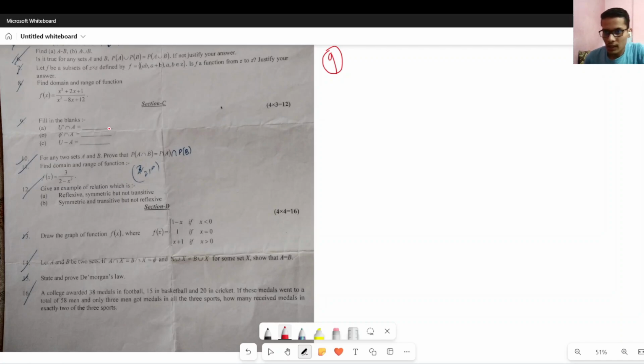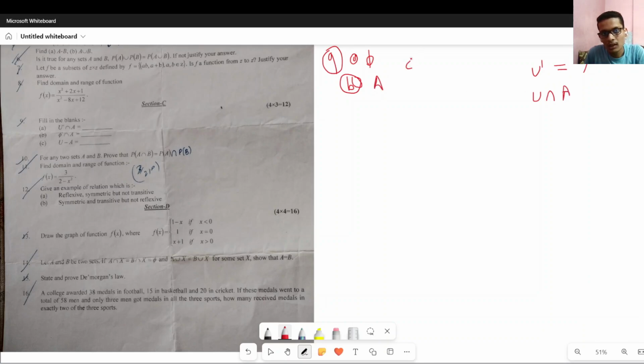U complement intersection A. U is the universal set. And what will be the complement of the universal set? It will be phi. And they are asking us to find the intersection of phi and A. Phi and A have nothing in common. So the answer for the first part is phi. Then, same question, the next part, that is the B part, phi complement intersection A. Phi complement will be U, and then U intersection A will simply give me A.